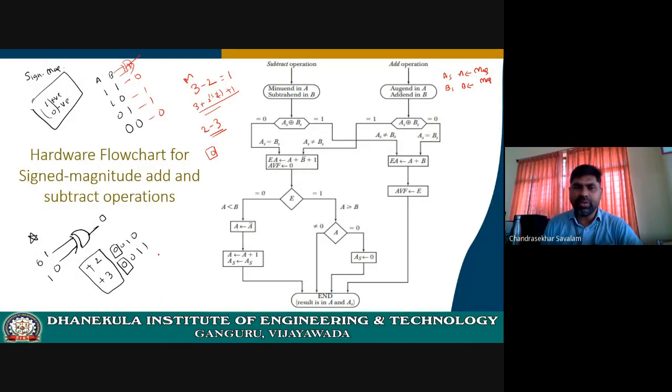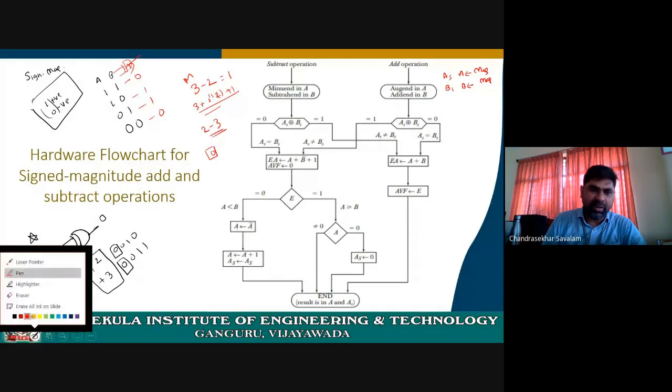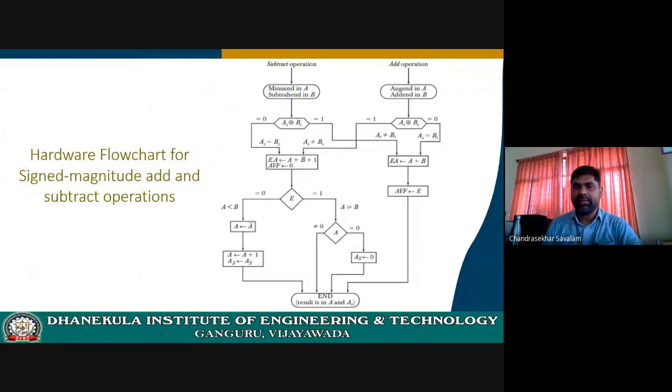So have you understood, students? Do you have any doubt regarding this? Please ask me, because this is very important. You need to understand this flow chart. Please, do you have any doubts regarding this, students? Students, please respond.